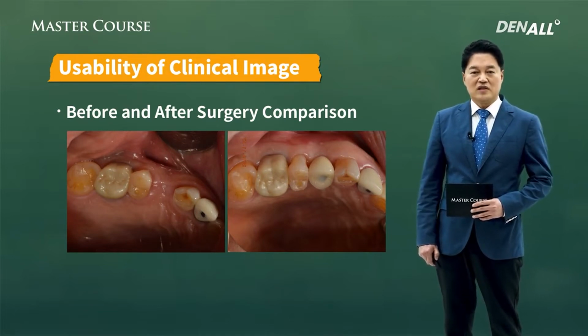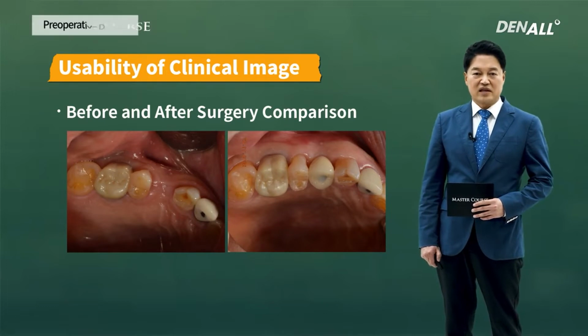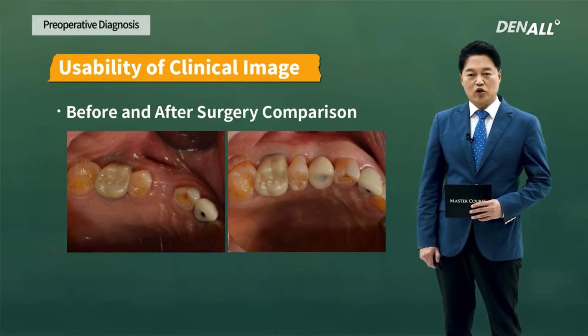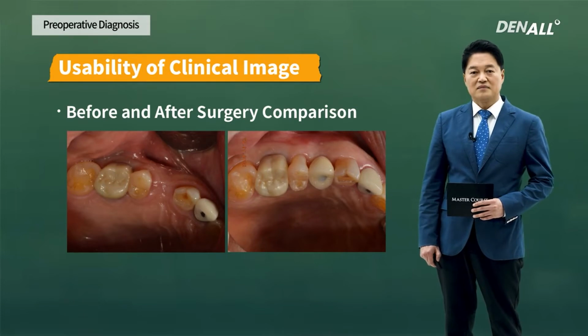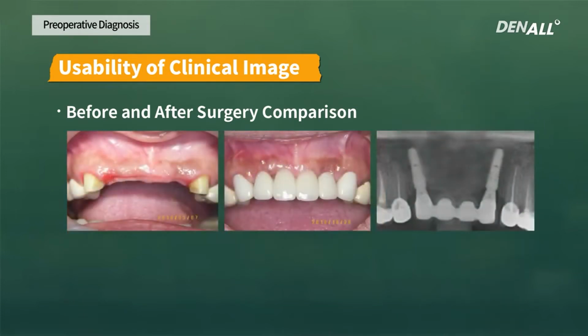If there is an implant complication, you'll be able to build a solid foundation for providing an explanation. In the anterior area, by comparing before and after images, you'll be able to explain more easily. If something goes wrong, you'll be able to understand better what went wrong.